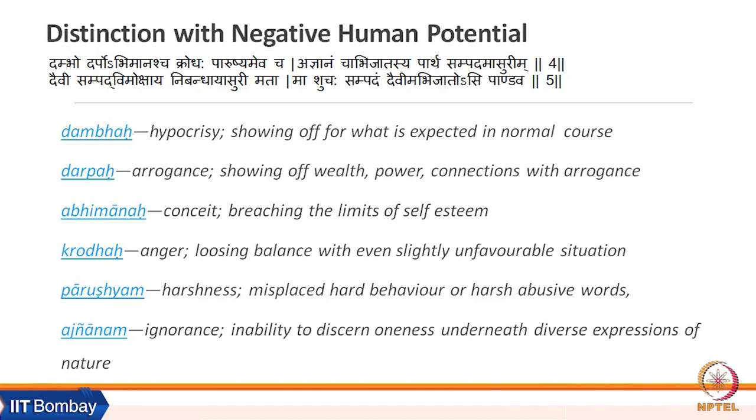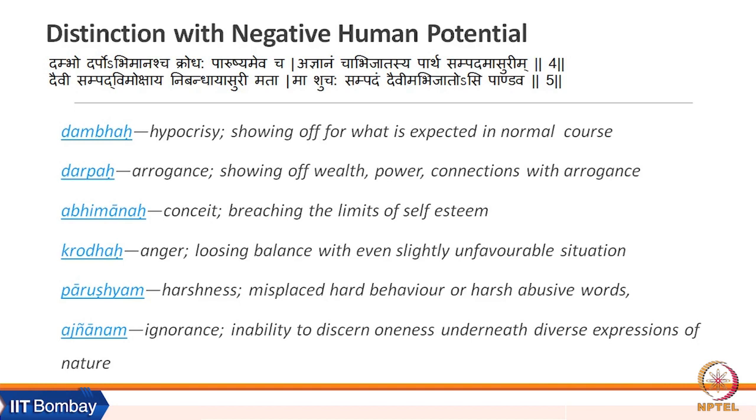Paurushyam is harshness. Some people have a natural tendency to use harsh words for others even without any apparent reason. This is a more verbal expression of krodha, and many times it is a quality in itself. Many times people use abusive language even without krodha. So that is the fifth asuri sampada, paurushyam, harshness, abuse.